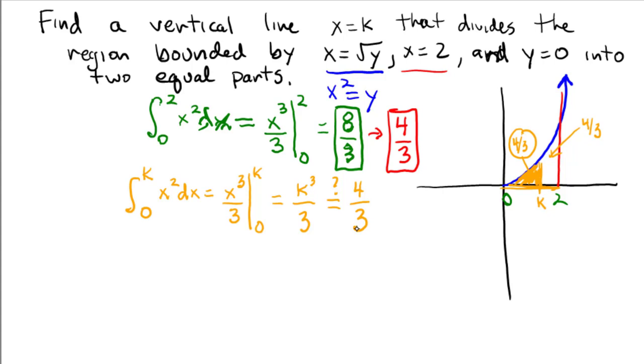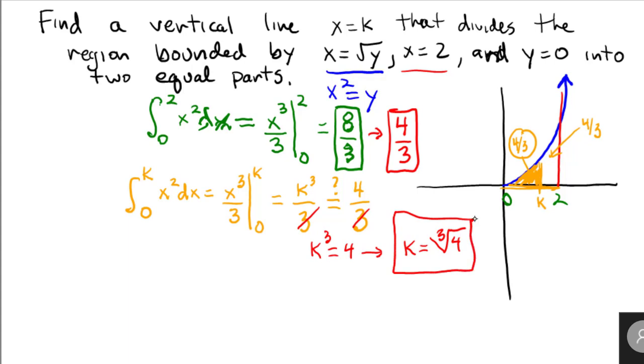So notice now you have an equation you can solve. k cubed over 3 equals 4/3. Multiply both sides by 3 to cancel out the 3's. When does k cubed equal 4? Well, that occurs when k equals the cube root of 4. Okay, so not the prettiest number in the world, but that is the bound that will allow us to cut the region under x equals radical y, x equals 2, and y equals 0 into two equal pieces. It would be a vertical line that goes through x equals the cube root of 4.